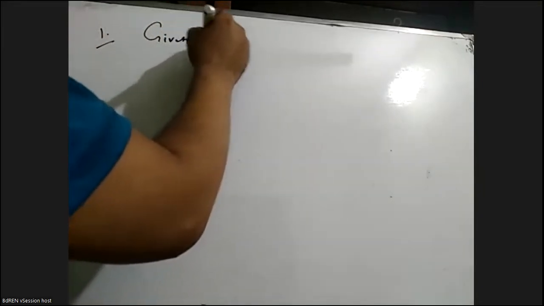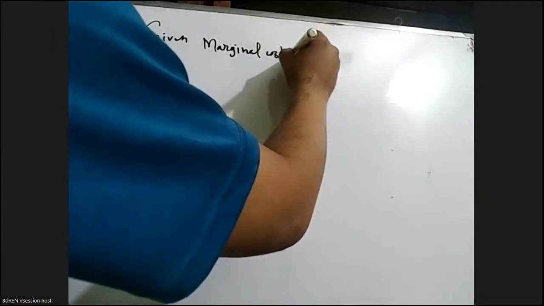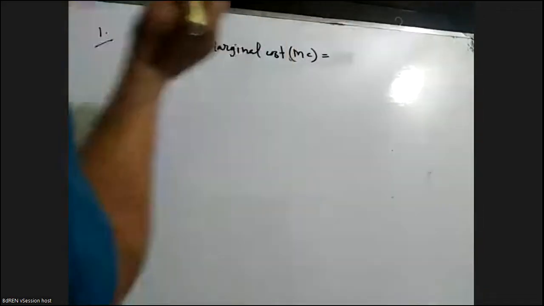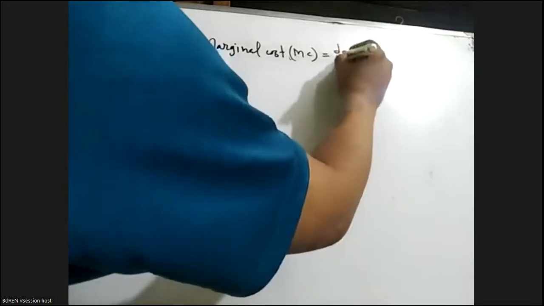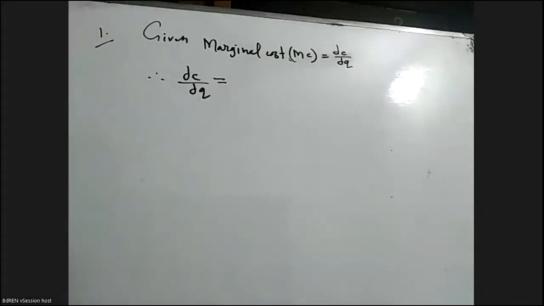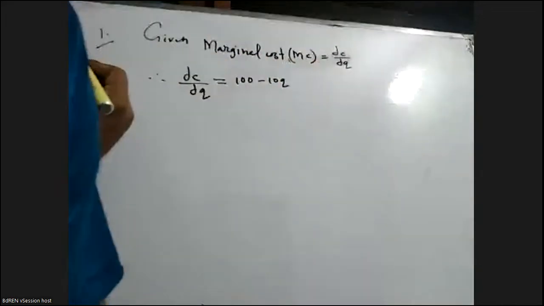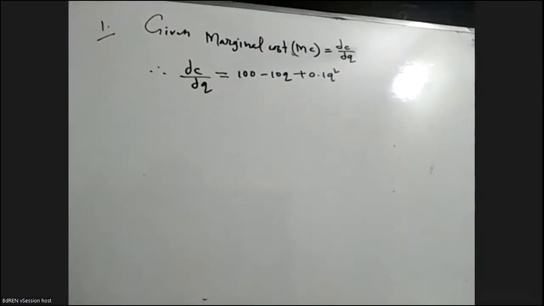The first problem: we are given the marginal cost. MC equals DC DQ, where Q is the quantity. Therefore DC DQ equals 100 minus 10Q plus 0.1 Q square. This is the given marginal cost.